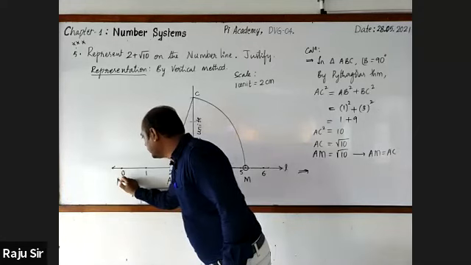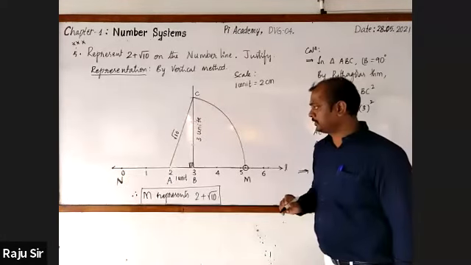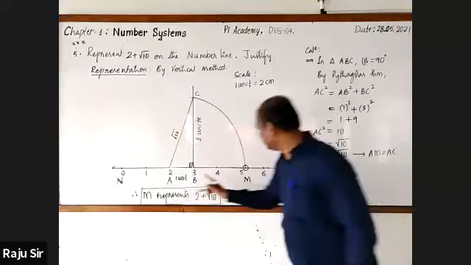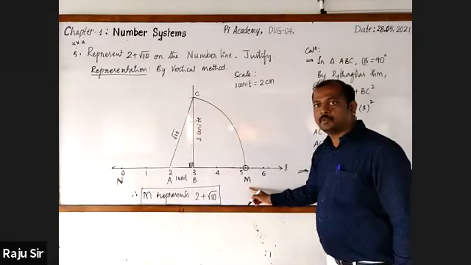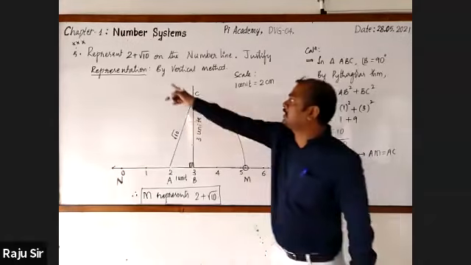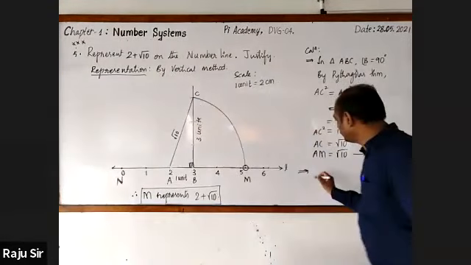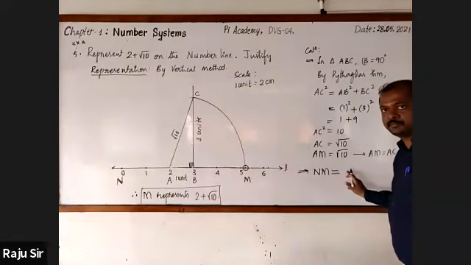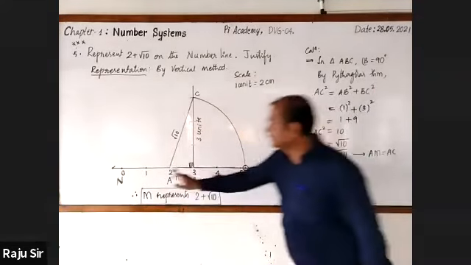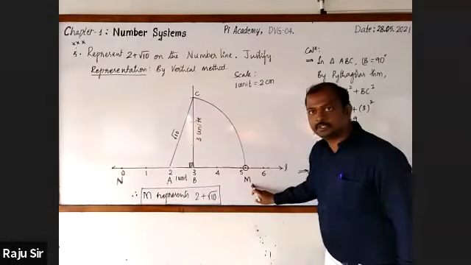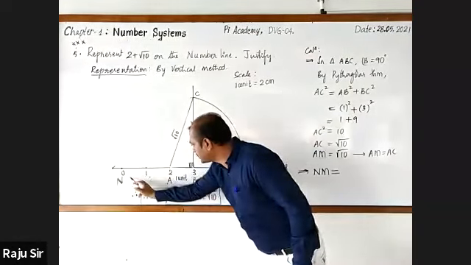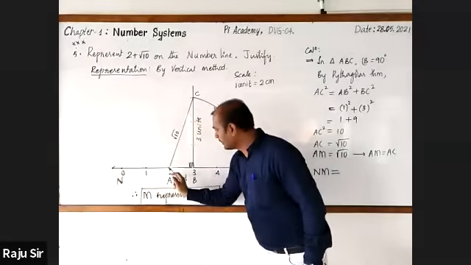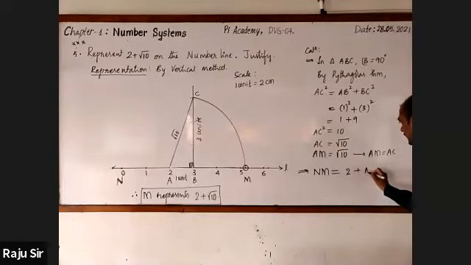Let us take 0 as N. We know that NM is the distance of 2 plus root 10. Now let me show you that. Please don't write, keep observing. First understand this. NM is the distance of 2 units plus A to M. Here I'll write: can we write 2 plus AM?